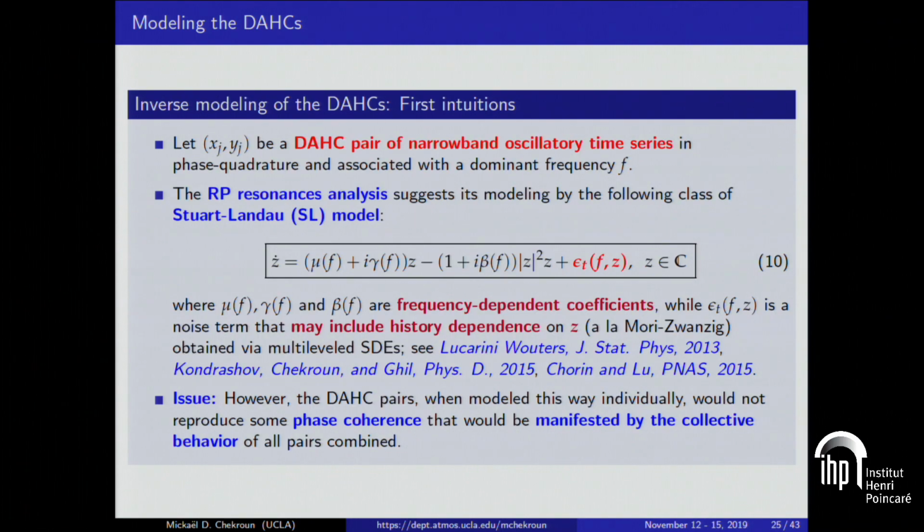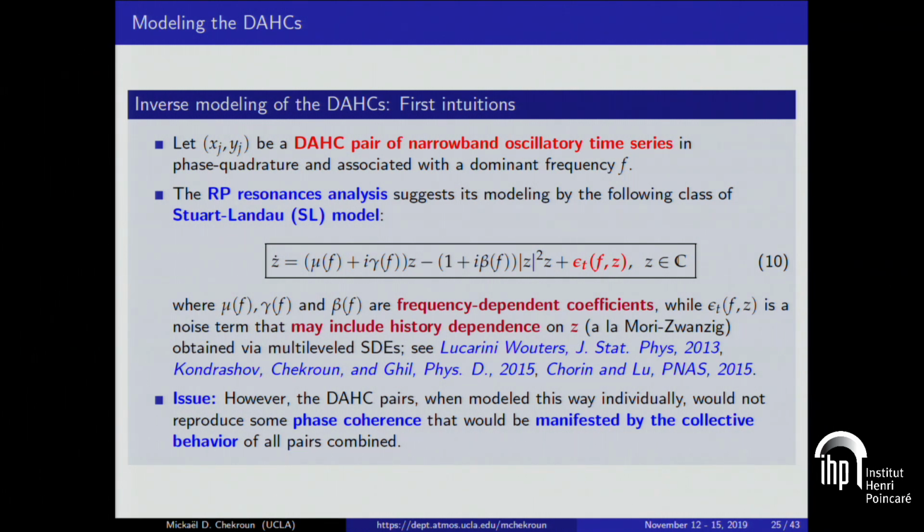So for the inverse modeling of the DACs, there are some analyses that I don't have time to explain here, but you have the so-called Stuart-Landau model, which is essentially a stochastic Hopf bifurcation written in the complex domain. Here you have your cubic nonlinearities, here you have your rotation. And the noise here might depend on Z or not, might depend on the history of Z or not, or it could be just white noise. If it's white noise, it's a regular Stuart-Landau model.